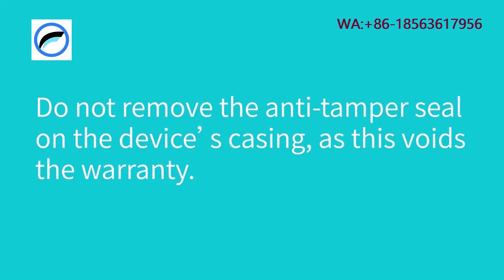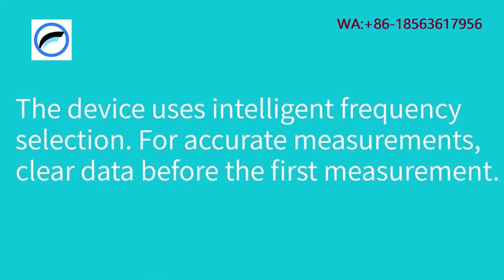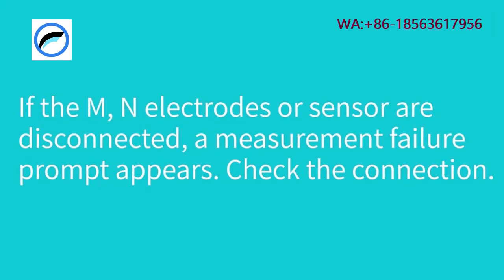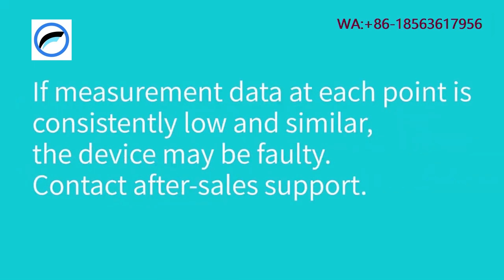Do not remove the anti-tamper seal on the device's casing, as this voids the warranty. The device uses intelligent frequency selection. For accurate measurements, clear data before the first measurement. If the M/N electrodes or sensor are disconnected, a measurement failure prompt appears. Check the connection. If measurement data at each point is consistently low and similar, the device may be faulty. Contact after-sales support.